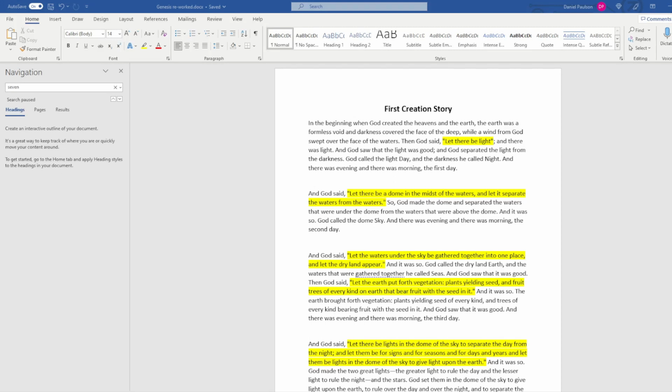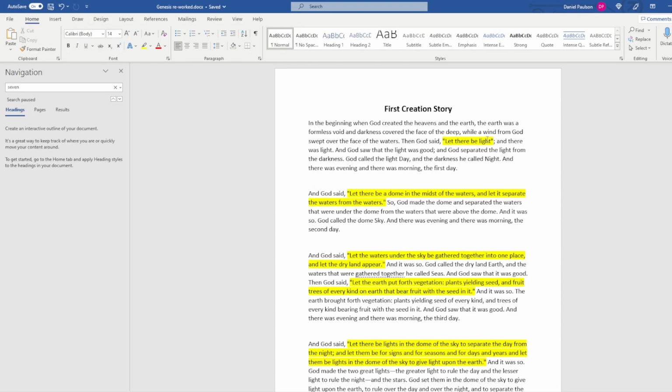Okay. What I want to do here is, you see the example of mine right here, and you see some highlighted areas. If you go through it, the first creation story: in the beginning, when God created the heavens and the earth, the earth was a formless void, and darkness covered the face of the deep, while a wind from God swept over the face of the waters. Then God said, "Let there be light," and there was light. And God saw that the light was good, and God separated the light from the darkness. God called the light day, and the darkness he called night, and there was evening and morning, the first day.